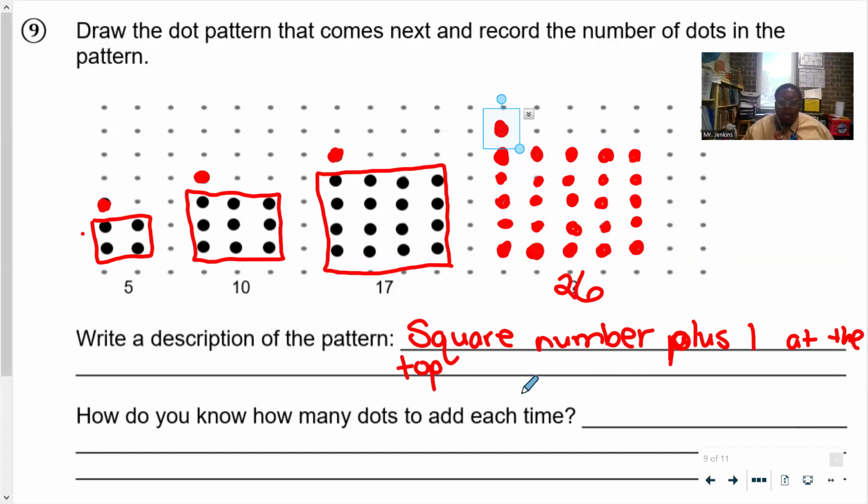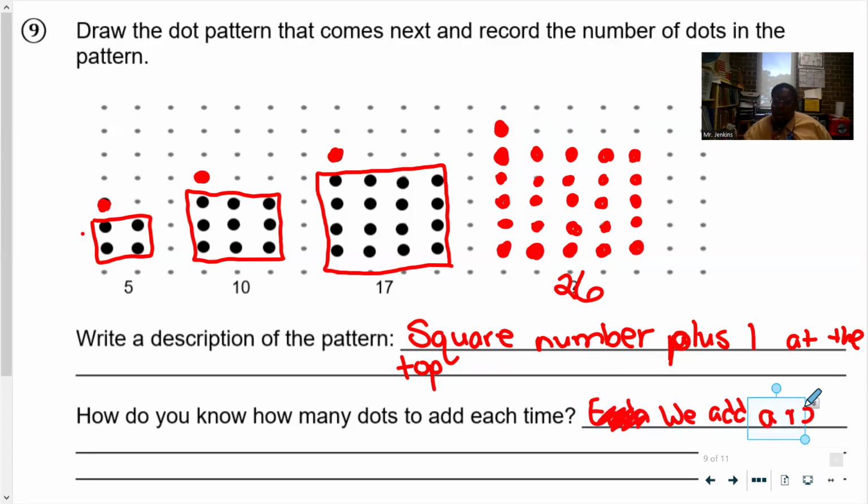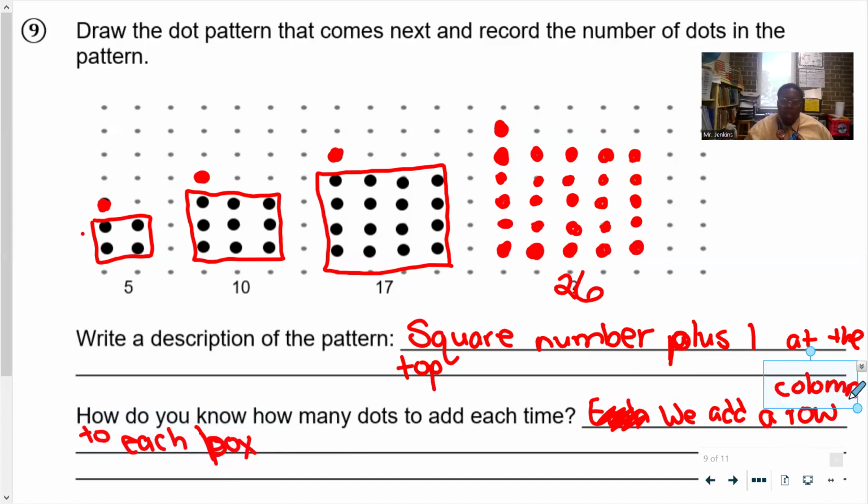Now, how do you know how many dots to add each time? So when you describe this one, I would just say that each number is one more. Okay, or you can say we add a row and a column to each box in every sequence. Okay.